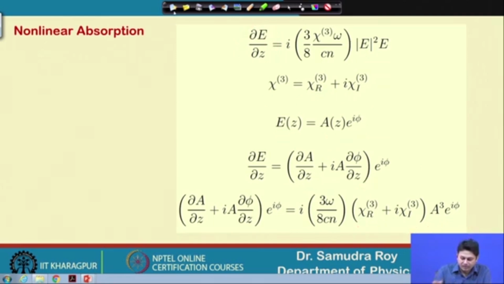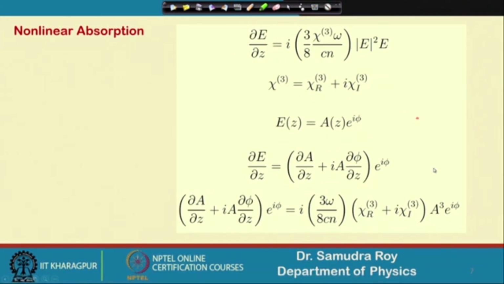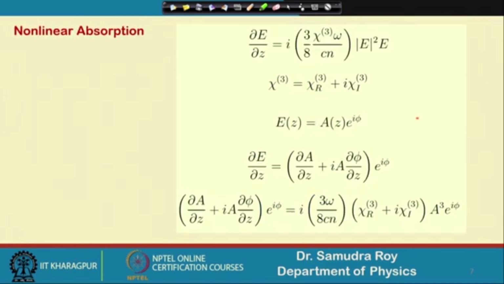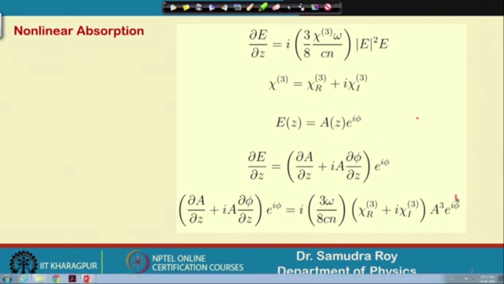Then once we have this expression, the next thing we can do is divide it into real and imaginary parts. Once we divide into real and imaginary parts, you can see that the real part, e to the power i, will cancel out, and this part, e to the power i dφ/dz, now gives one equation.